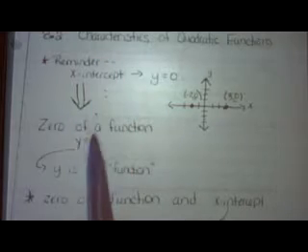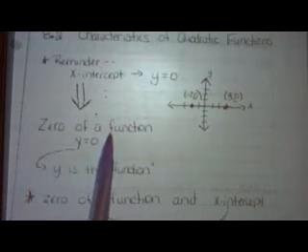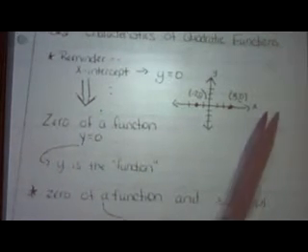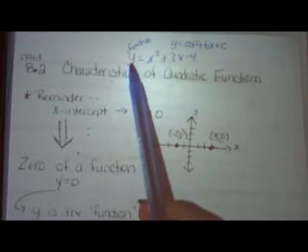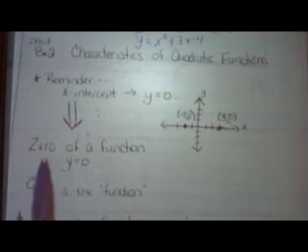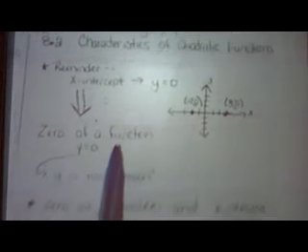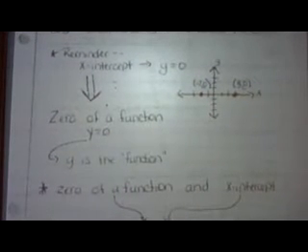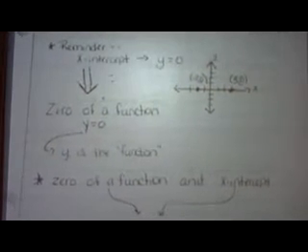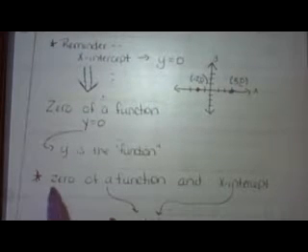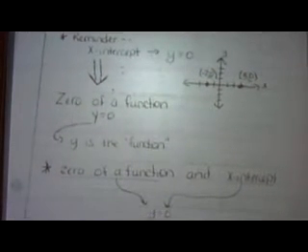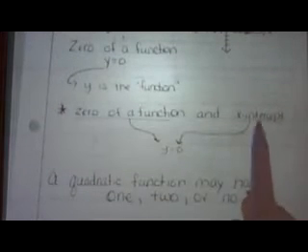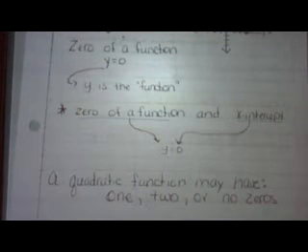Okay, that leads us into the 0 of a function. Well, if you know that function form means y is by itself, then the function is y. So if I want the 0 of a function, then I know y has to equal 0. Therefore, the 0 of a function and your x-intercept are the exact same things, because in both cases, y is 0.